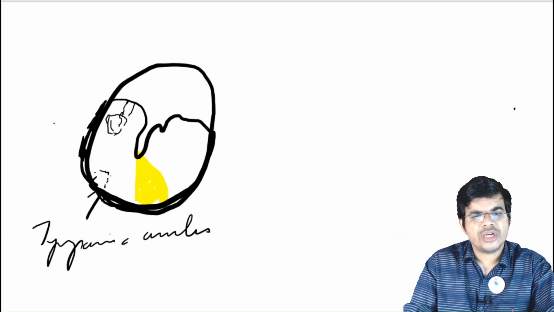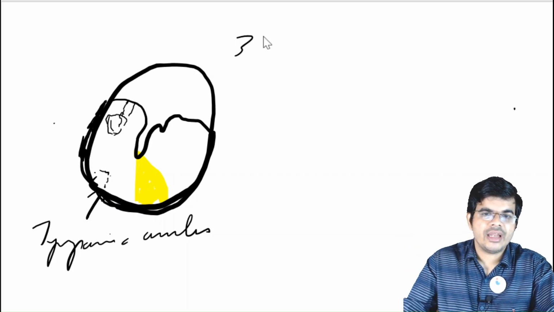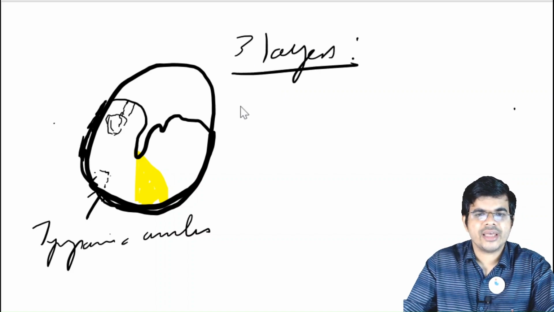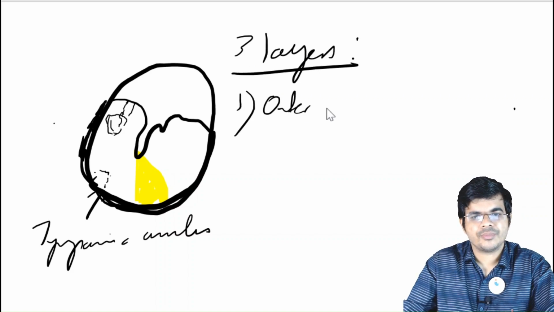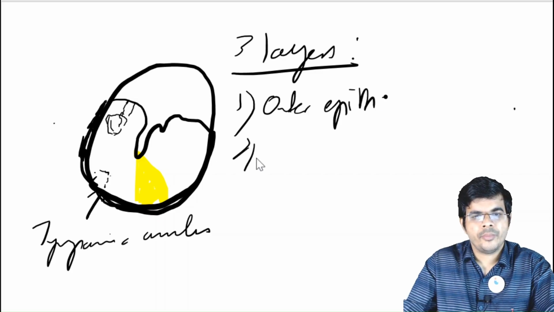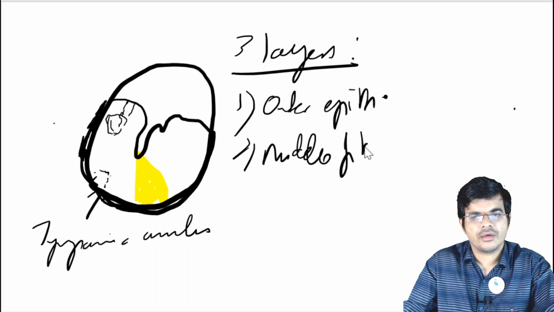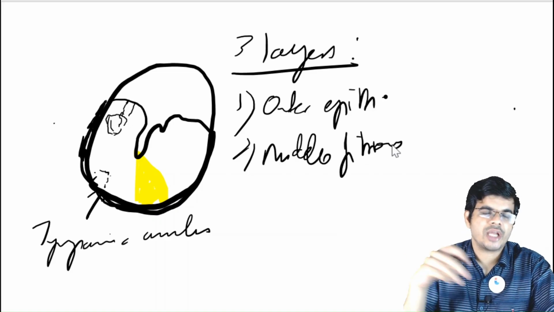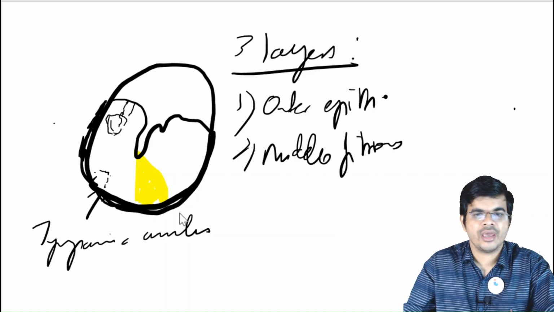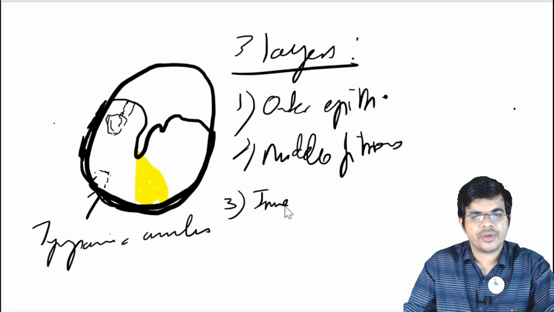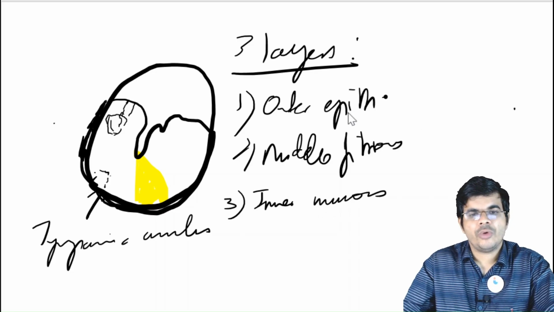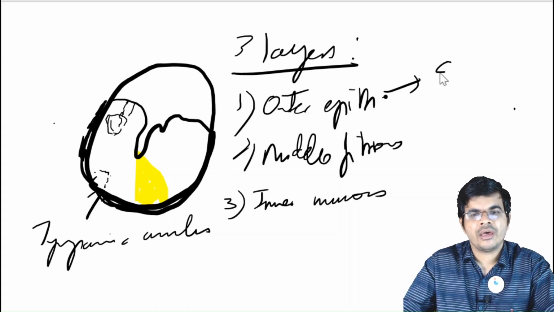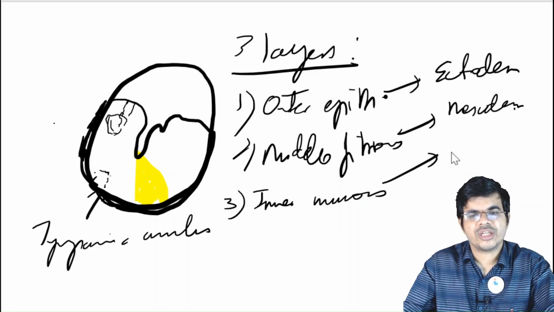Now the tympanic membrane, I told you, it has got three layers. What are these three layers? It has got the outer epithelial layer, middle fibrous layer, and in this middle fibrous layer there are both radial as well as circular fibers. Okay, radial as well as circular fibers. Now this outer epithelial layer is derived from the ectoderm, and middle fibrous from the mesoderm, and inner mucosal from the endoderm.